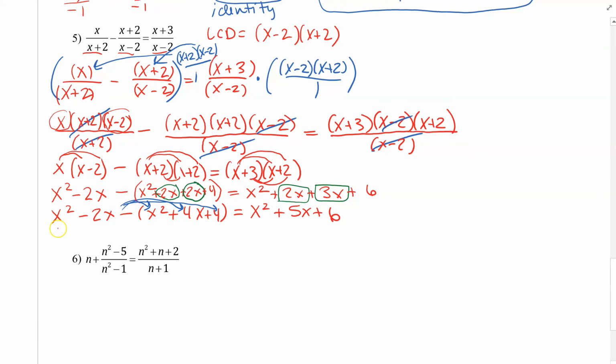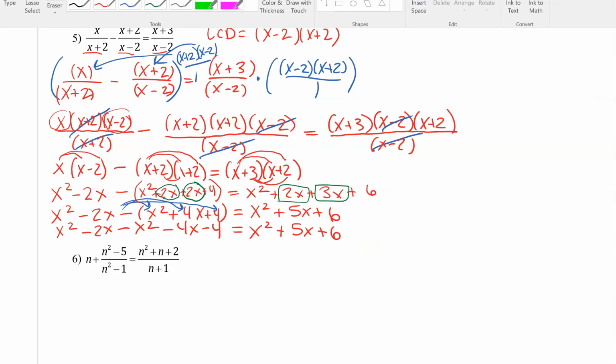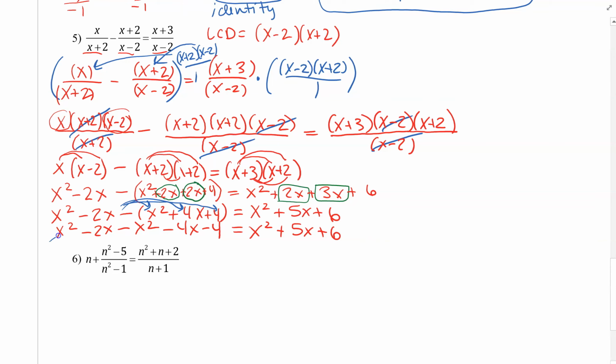Nicer that way. Okay, so then I get x squared minus 2x minus x squared minus 4x minus 4 on the left, because I have to distribute the negative to all 3, equals x squared plus 5x plus 6 on the right. And then I can start combining like terms. I notice that x squared minus x squared will be 0. And I can combine negative 2x and negative 4x on the left. So I will do that, and I'll move my work over here. So now on the left side of my equation, I just have negative 6x minus 4, because there was no common factor to add to the 4. And then that equals x squared plus 5x plus 6.